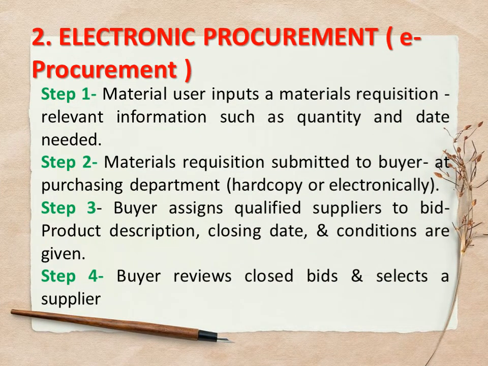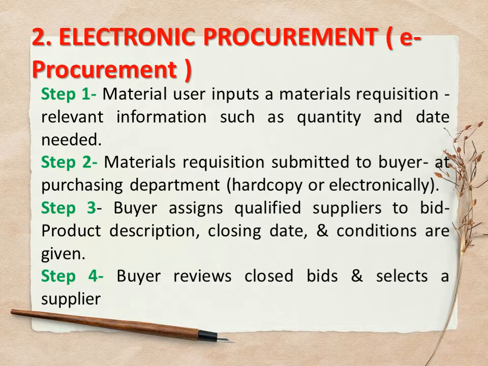Number 2 is electronic procurement or e-procurement. So, what can e-procurement be? Step 1, the material user inputs a material requisition with relevant information such as quantity and date needed. So, it is the same as before, we still input, although in e-procurement it is probably an online form, on the internet.